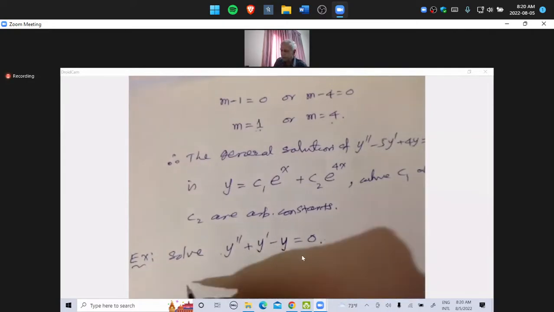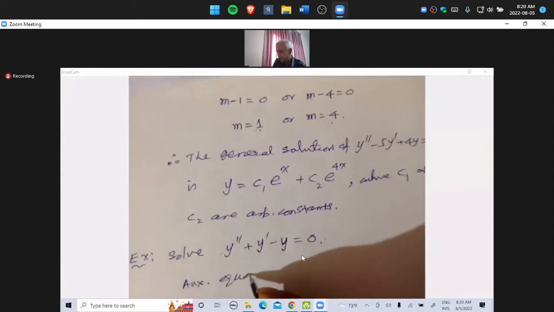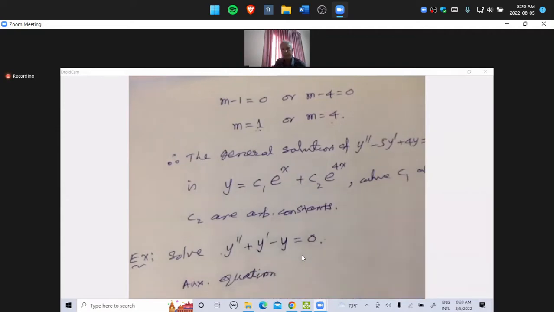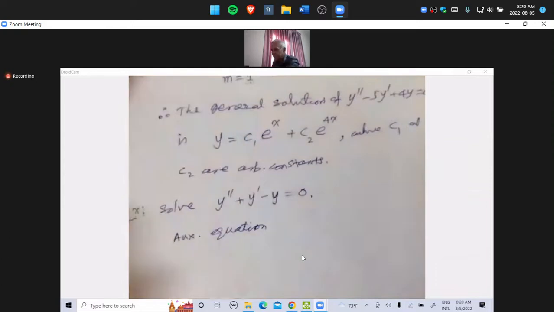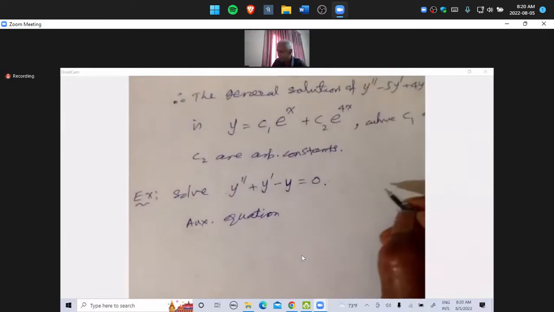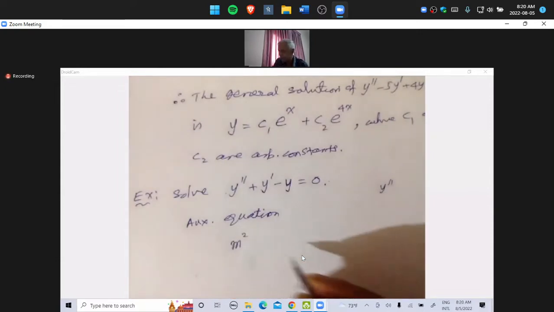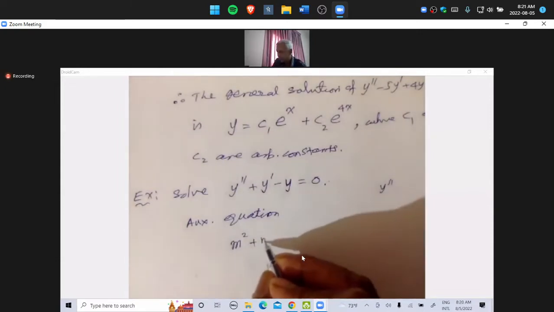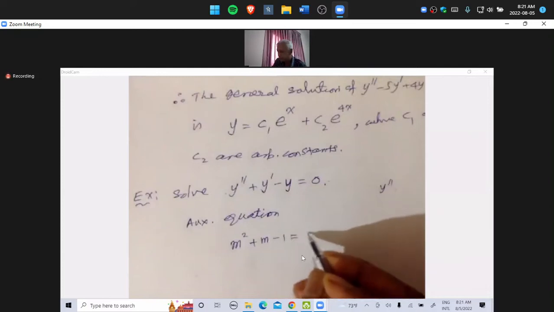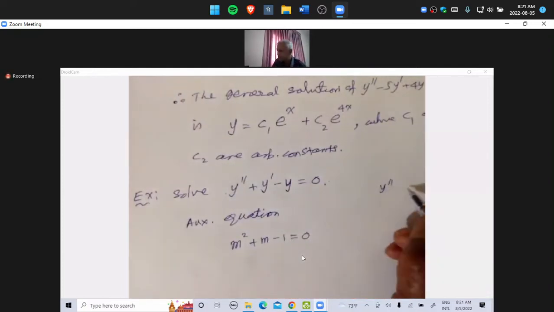So how do you solve this? We first write down the auxiliary equation. How do you write the auxiliary equation for this differential equation? Yes, our method. What is it? m squared plus m minus 1 equal to 0. Instead of y double dash, we write m squared. Instead of y dash, we write m. Instead of y, we write 1.